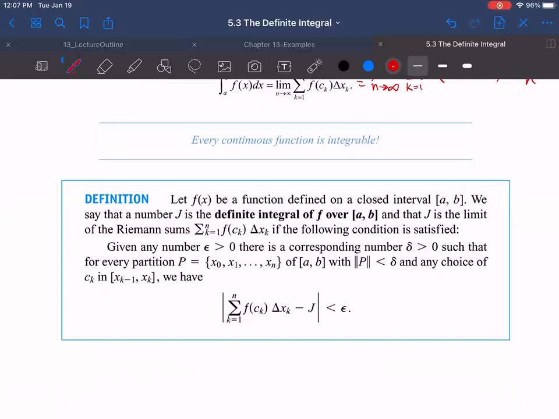Given any number epsilon greater than 0, there is a corresponding number delta greater than 0, such that for every partition P = {x0, x1, all the way through xn} of [a, b] with the norm of P being less than delta, and any choice of ck in that range, we have this.